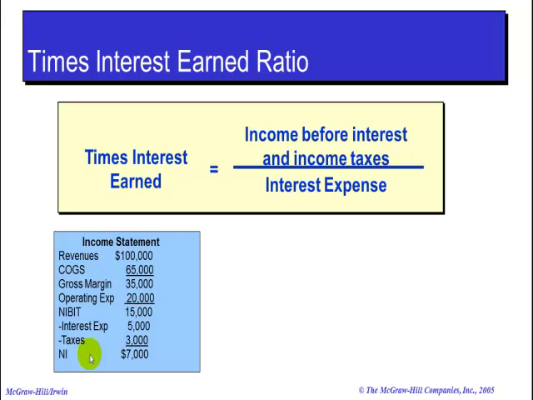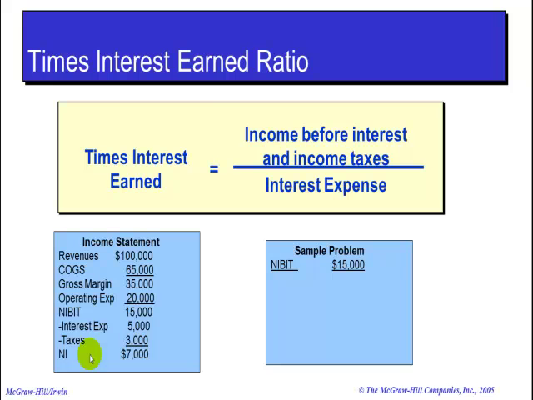So in this problem, we're trying to find the times interest earned ratio. We want income before interest and income taxes, which is this number right here, this 15,000, and we're going to divide that by the interest expense, which was this $5,000, and in this case the times interest earned ratio is 3.